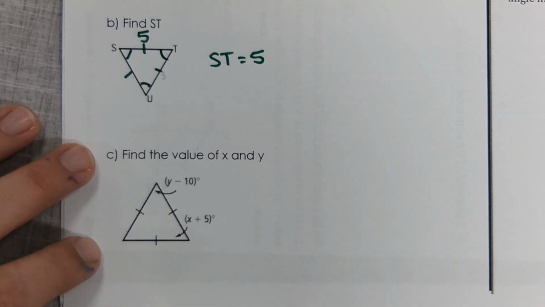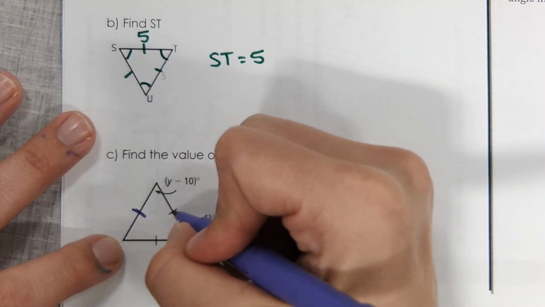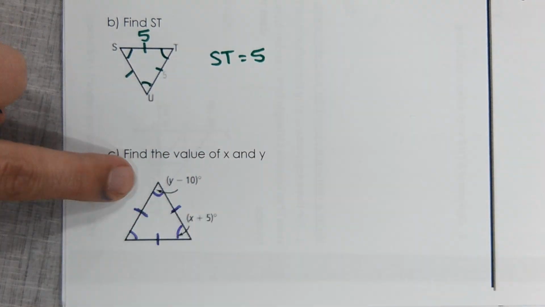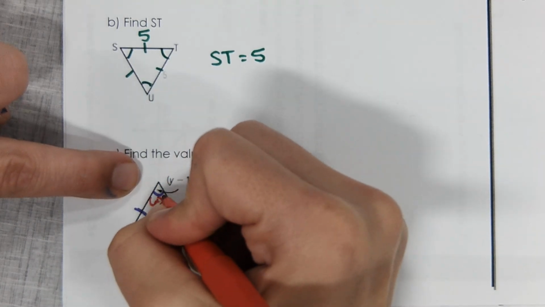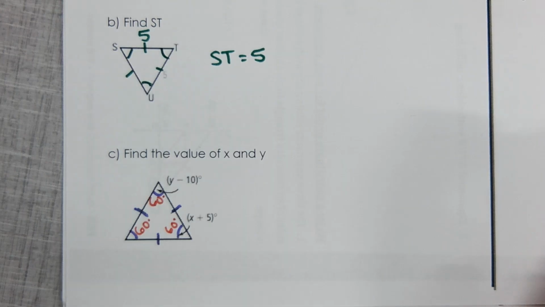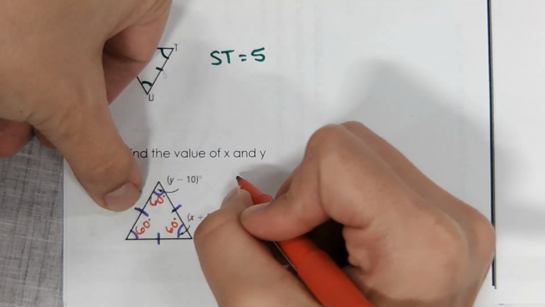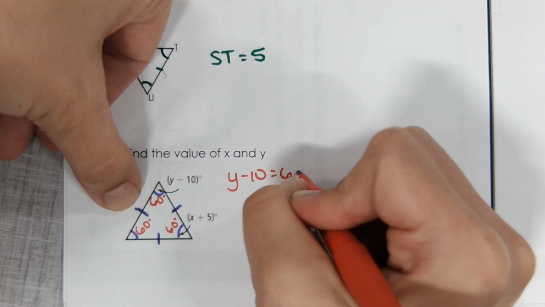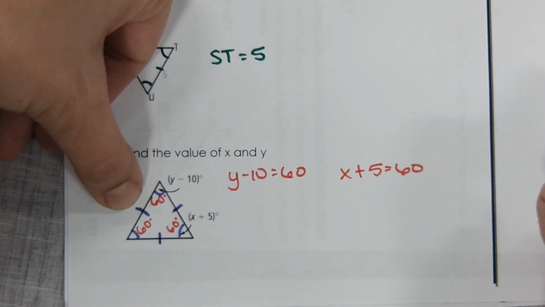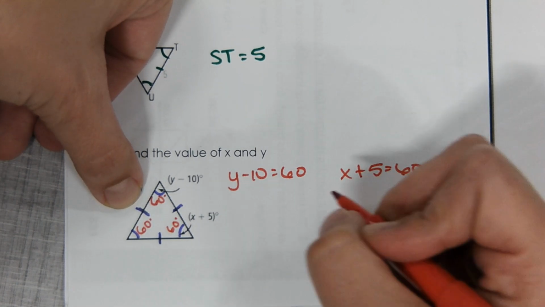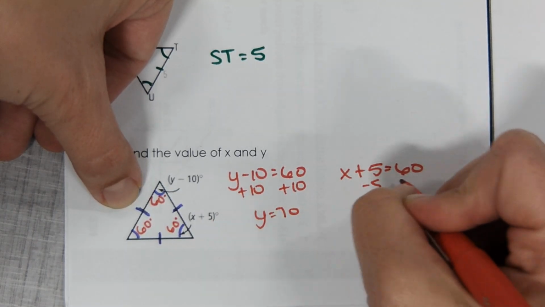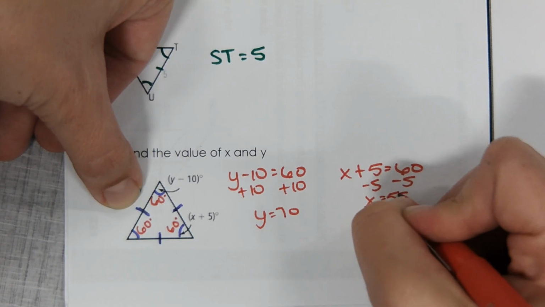And it says find the value of x and y here. It shows all the sides are equal, therefore all the angles are equal. And then in an equilateral triangle, all the angles are 60 degrees. And so we can set each of these expressions equal to 60. So y minus 10 equals 60, and x plus 5 equals 60, and we can solve for x. Plus 10, y equals 70, x equals 55.